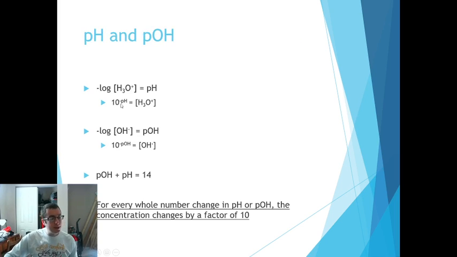Also, if you were to plug that 1 times 10 to the minus 7th into either of these log equations, your pH and your pOH are going to come out to be 7. And we know that a pH of 7 is neutral, so we find that it's neutral that way too.